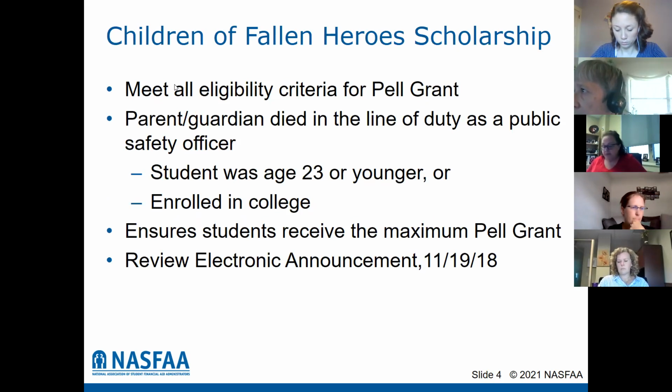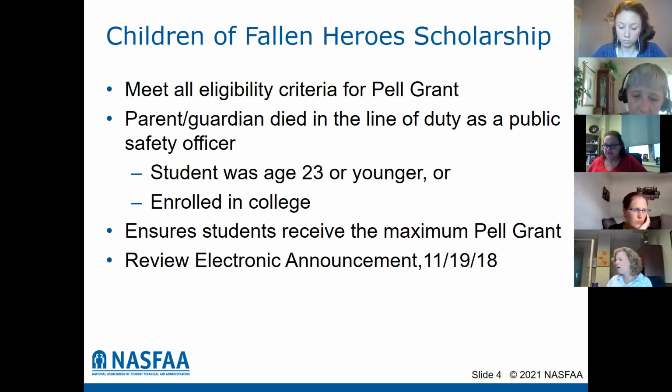Okay, we're going to talk about the Children of Fallen Heroes Scholarship. And basically that the student has to meet all eligibility criteria for Pell. The parent or guardian died in the line of duty as a public safety officer. The student was age 23 or younger or enrolled in college. And it ensures that a student receives the maximum Pell grant. So basically we want to make sure that these students, they have to meet all the criteria for Pell. And they want to make sure the student receives Pell, but they may not have an EFC that allows that.